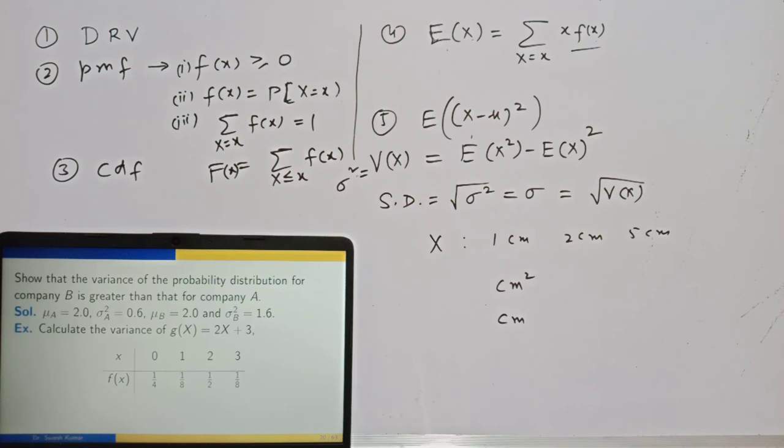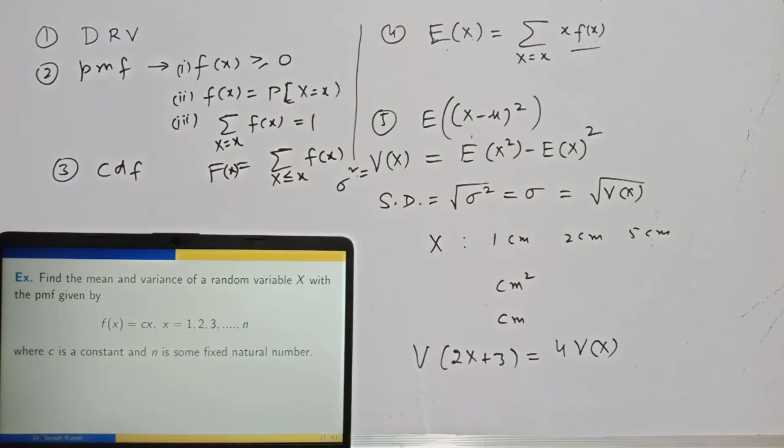See the next example. Calculate the variance of g(x) equal to 2X plus 3, where the distribution is given below. So again, there are two ways. Either you calculate 2x plus 3 and then calculate the expectation of this random variable. Another way is you use the property. You can write it as 4 times variance of x. So from this, you can use this distribution directly. The answer is 4 for the variance. For mean, the answer is 6.